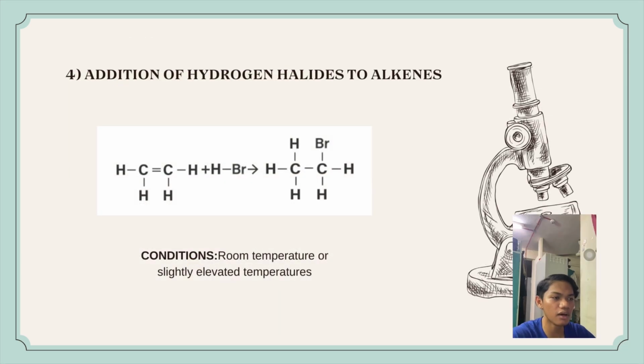Finally, the addition of hydrogen halide to alkenes to form alkyl halides. So in this case, ethene is reacted with hydrogen bromide. The double bond breaks, and each carbon forms a single bond with a hydrogen and a bromine atom. Therefore, ethyl bromide is formed. This reaction happens at room temperature.